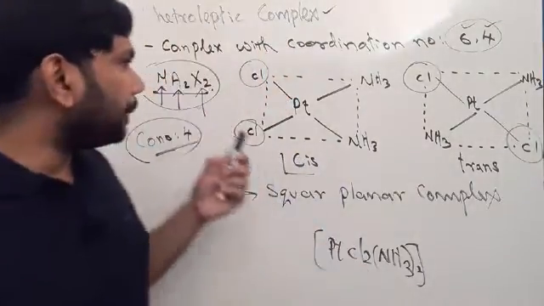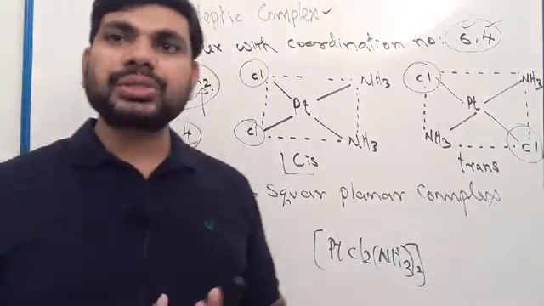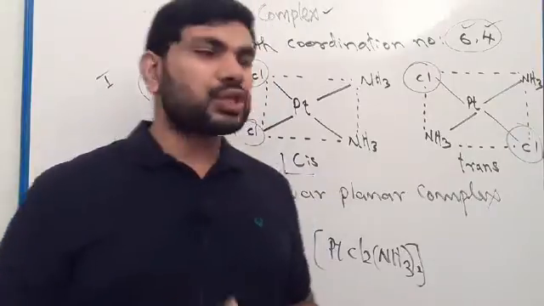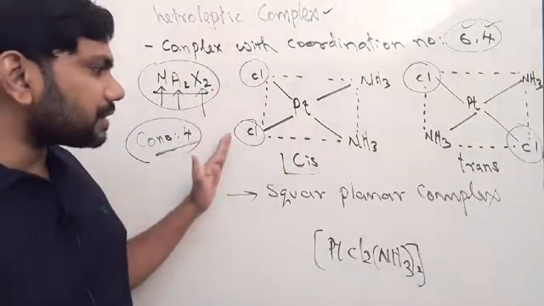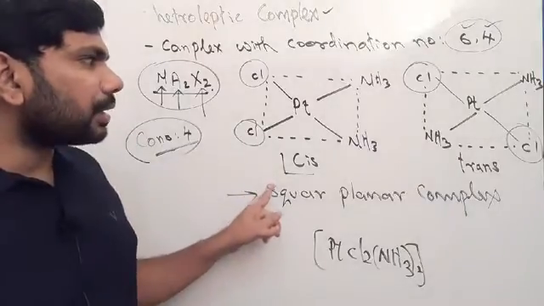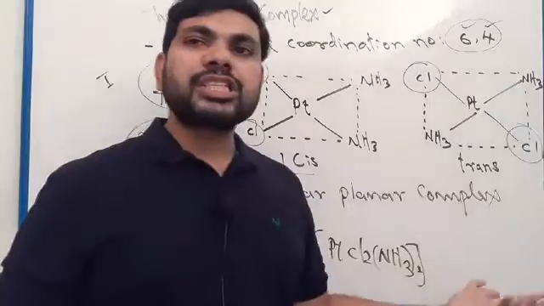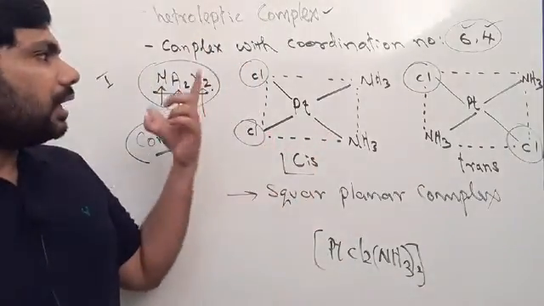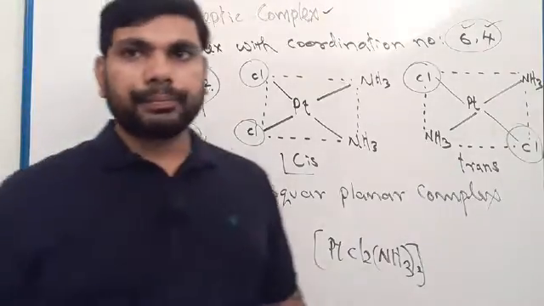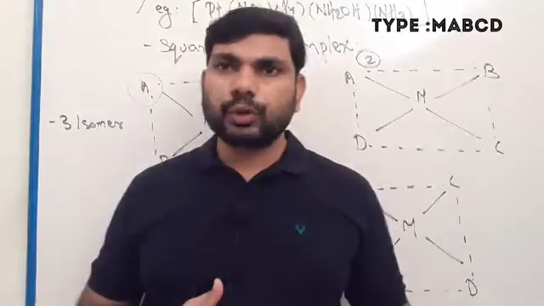First type, Ma2X2. This type of compound shows cis and trans isomers. Cis isomer means the same type of atoms come on the same side. If the same type of atoms come on opposite sides, this is the trans isomer. This is an example for Ma2X2.